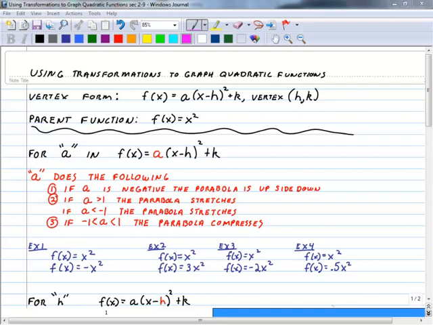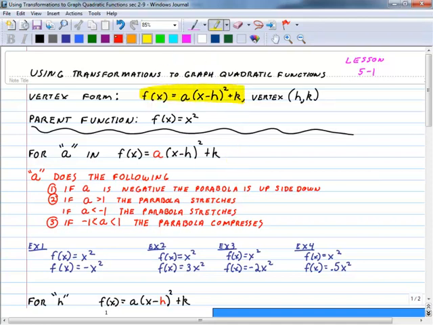This video will cover using transformations to graph quadratic functions, which is lesson 5-1. So what we're going to look at here is what's called the vertex form of a quadratic function.